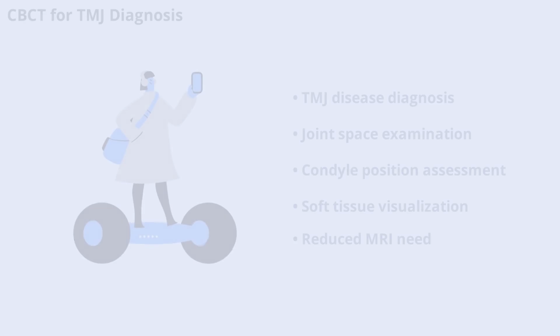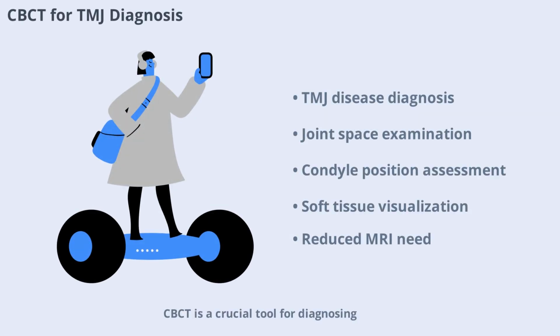CBCT is a crucial tool for diagnosing diseases and dysfunctions of the temporomandibular joint, TMJ. It allows for examination of the joint space and the true position of the condyle within the fossa, revealing possible dislocation of the joint disc. CBCT's accuracy and lack of superimposition enable measurement of the roof of the glenoid fossa and visualization of soft tissue around the TMJ, reducing the need for MRI.